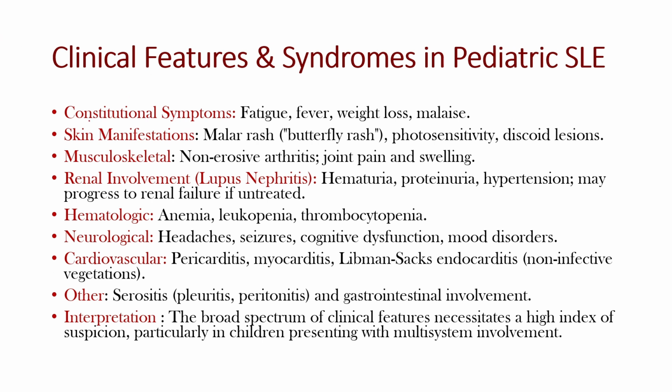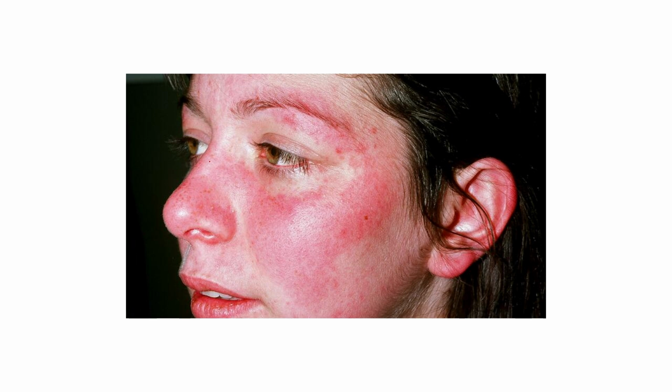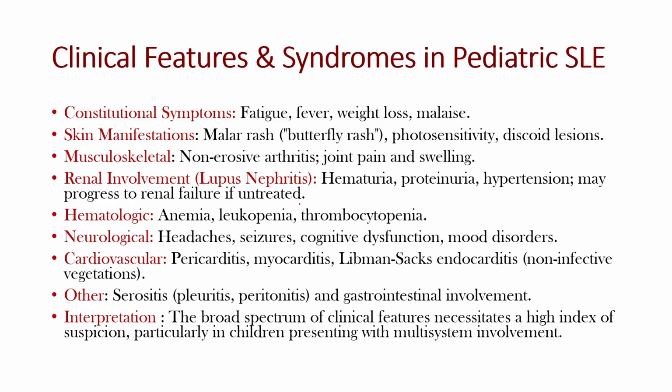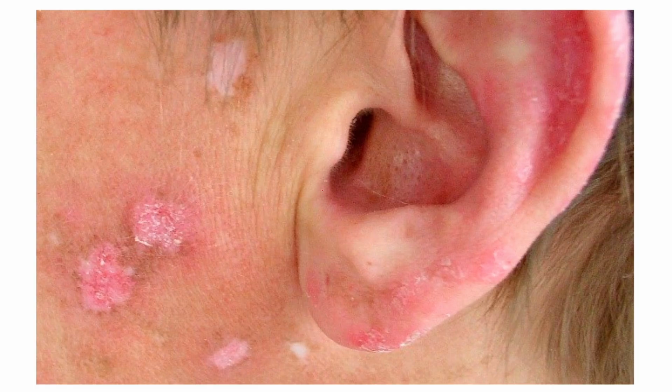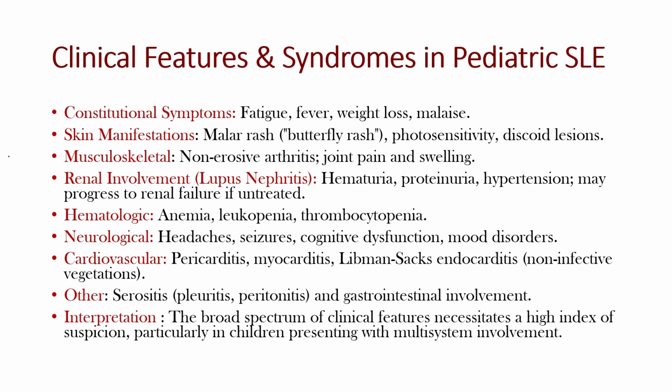Clinical features. First of all, we'll have fatigue, fever, weight loss, and malaise. In the skin, we'll have a malar rash, which looks like a butterfly, photosensitivity, and discoid lesions. So this is the butterfly malar rash, as we can see. This is another one that looks like a butterfly. This is the discoid lesion, and another discoid lesion. So these are the skin changes.